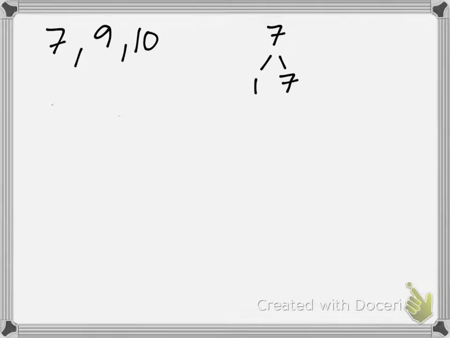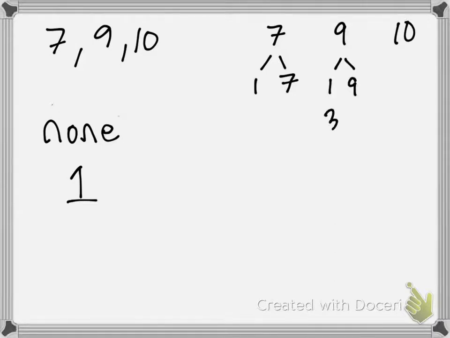Now let's look at this. Does 7 go into 9? No. Does 7 go into 10? No. So I'm getting these different answers. I'm getting none or 1. Let's think about it. Here, I've got 9 and I've got 10. My factors of 9: 1 and 9, 3 and 3. My factors of 10: 1 and 10, 2 and 5.